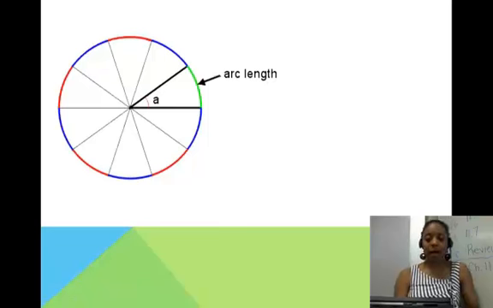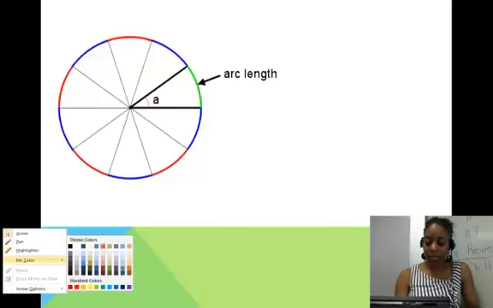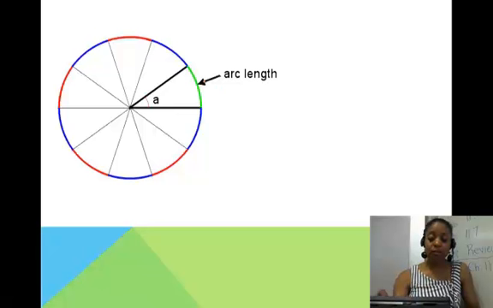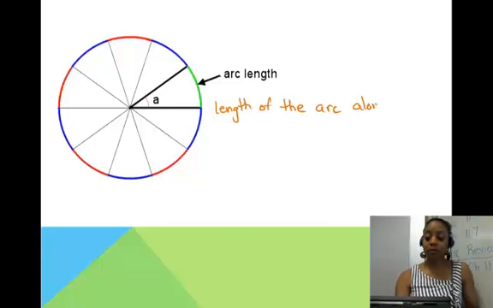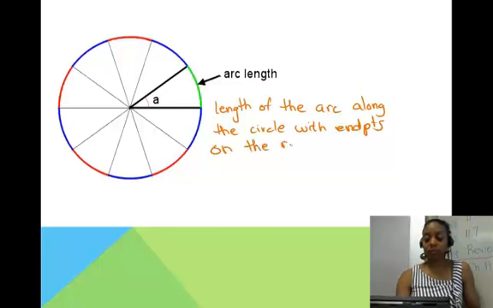Okay, lastly, we're going to talk about arc length. Arc length is pretty much just the length of the arc along the circle with endpoints on the radii of the circle. Okay, so this is the endpoint of one, that's the endpoint of the other. These are radii, and then the arc length would be this green portion here.